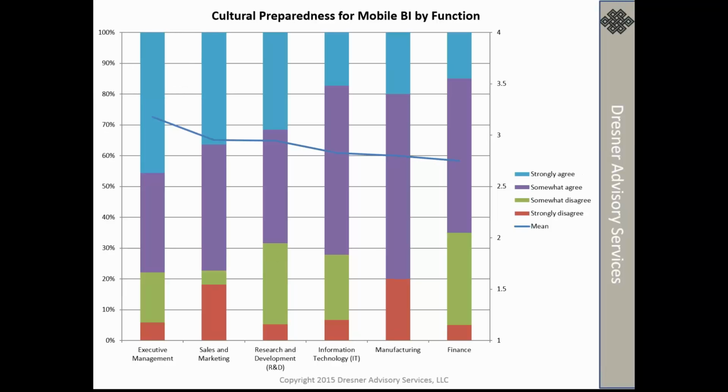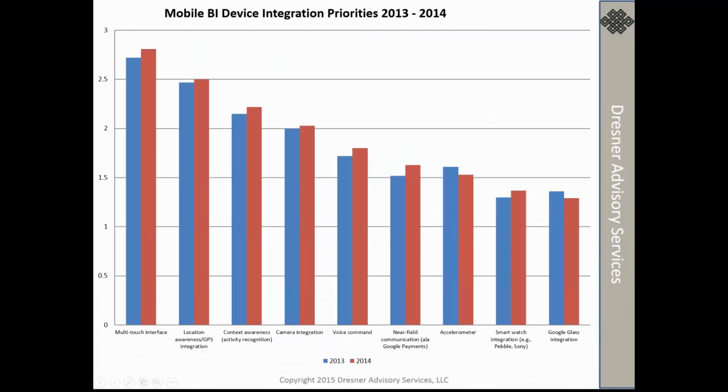Now, when we look at this by function, this should come as no surprise because you see those that are the most culturally prepared and most well attuned to using mobile business intelligence are those that are the most nomadic in the organization. So executive management, and executive management, by the way, have been the real leaders driving mobile business intelligence in most organizations, followed by sales and marketing, and in particular, salespeople, those folks that are out in customer-facing activities, very rarely are in the office. And then it trails off all the way down to finance, where you see the least cultural preparedness for mobile business intelligence.